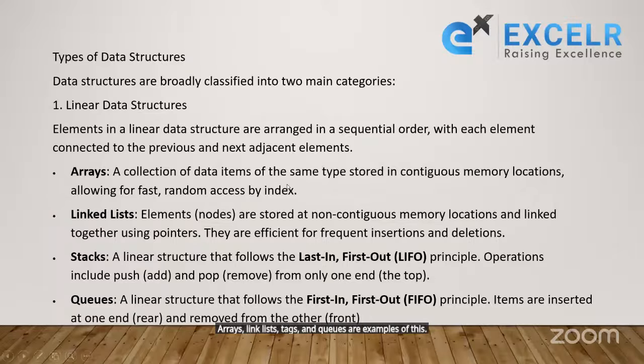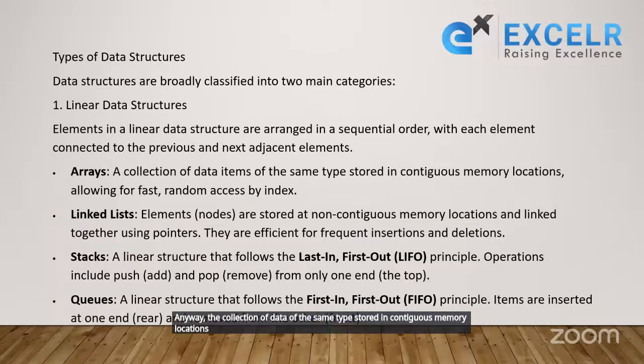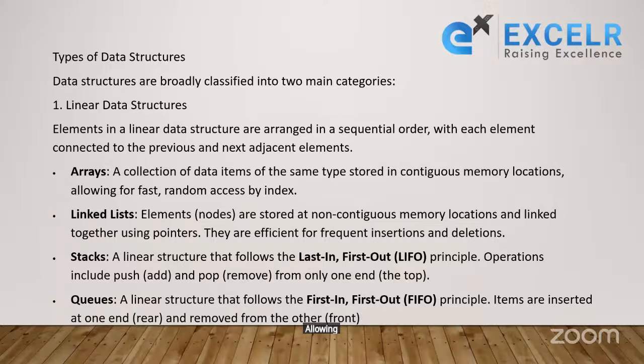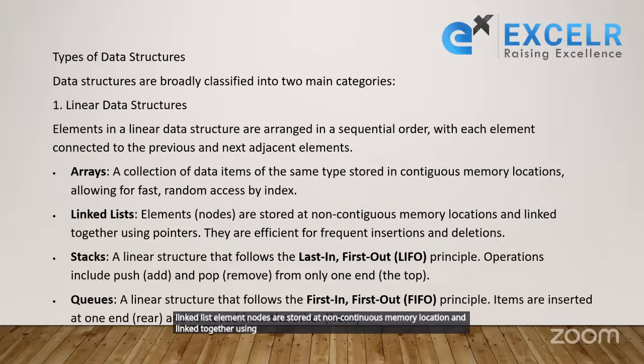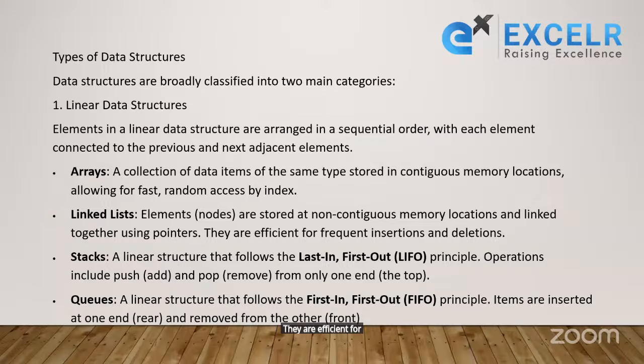Array is a collection of data of the same type stored in contiguous memory locations, continuous memory locations, allowing for fast random access by index. Arrays are zero-indexed, they are in square brackets. Linked list: element nodes are stored at non-continuous memory locations and linked together using pointers. They are efficient for frequent insertions and deletions.